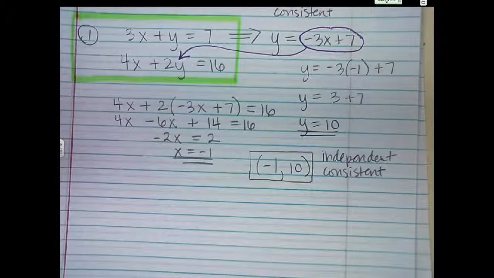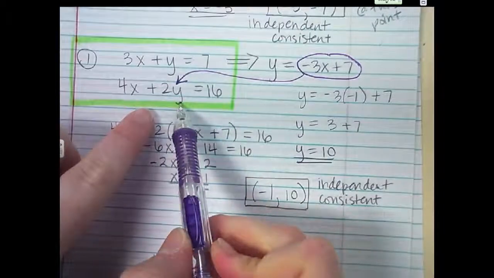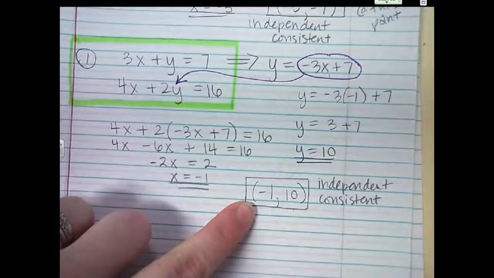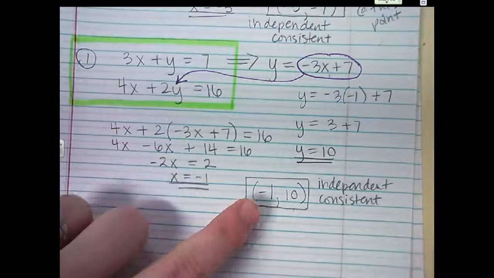Yesterday we solved by graphing, where you took both of these, got them in y equals mx plus b form, and you graphed them to get that point. This is just without a graph. So there's multiple ways to solve a system.